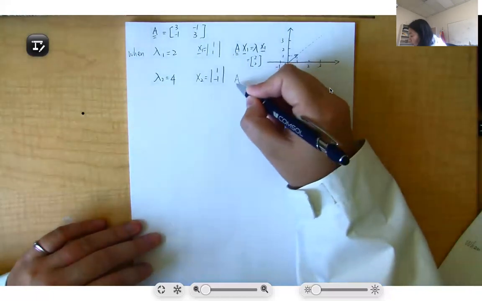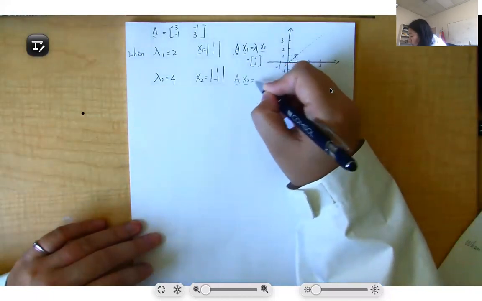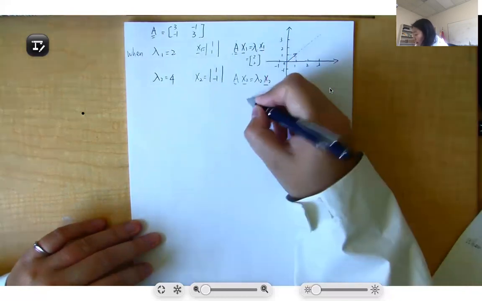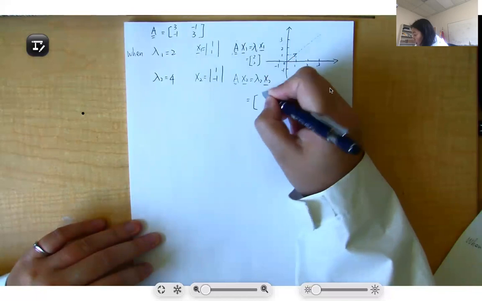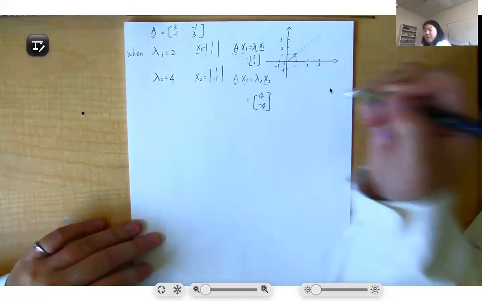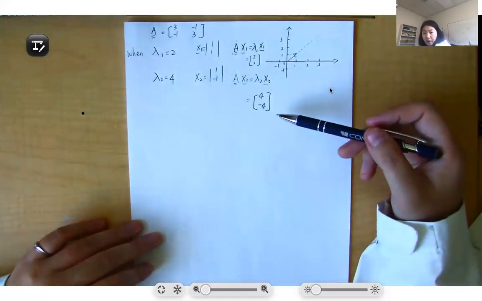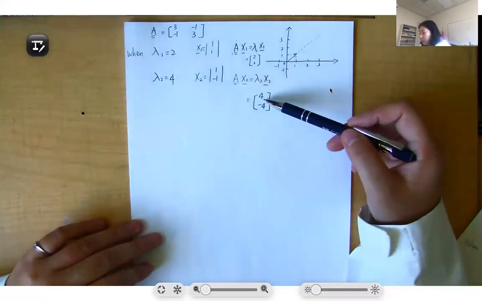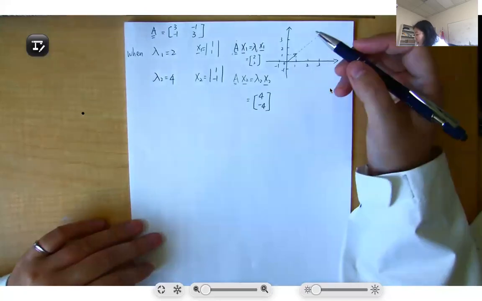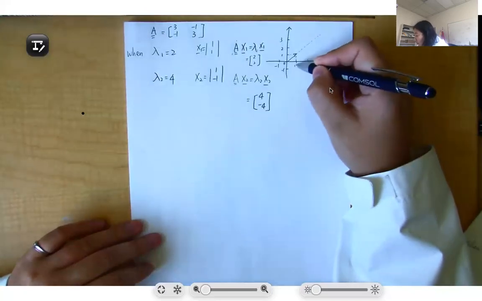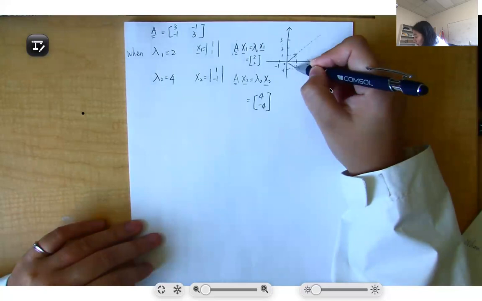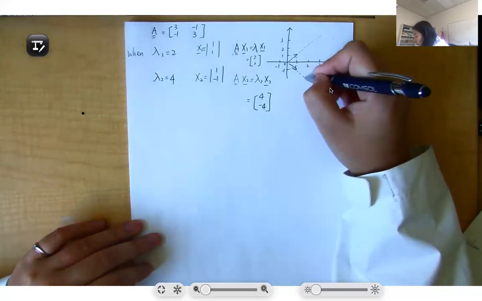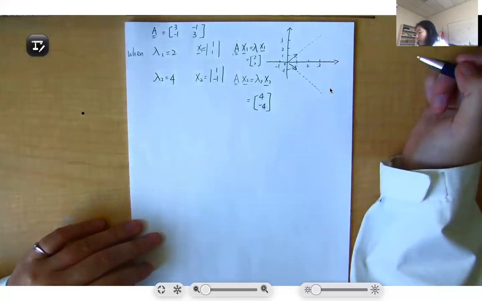For the second eigenvalue, A x2 equals lambda 2 x2. So this is lambda 1, this is lambda 2 x2. And that is equal to (4, -4). And of course, you can further verify that A x2 is indeed equal to (4, -4). So the second eigenvector is (1, -1), this direction. As you multiply by your lambda, it will just go along this direction.